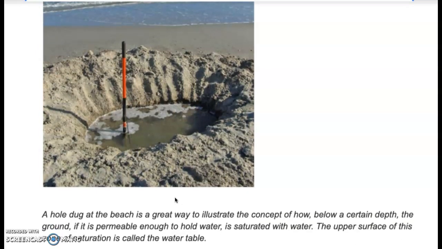This is a hole dug at the beach, a great way to illustrate the concept of how below a certain depth of the ground, if it is permeable enough to hold water, it is saturated with water. The upper surface of this zone of saturation is called the water table. This was just one example that they use. When you go to the beach, even though you see the water in the ocean is coming up, it's not there. You can go a little bit further up in the sand, start digging, and yet water still comes up. That's the concept of the water table in a simplified way. So the water table is kind of the water zone or the water level.